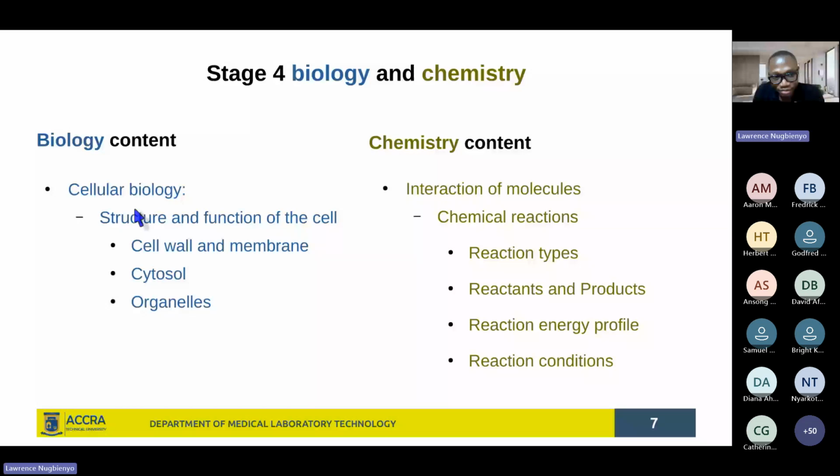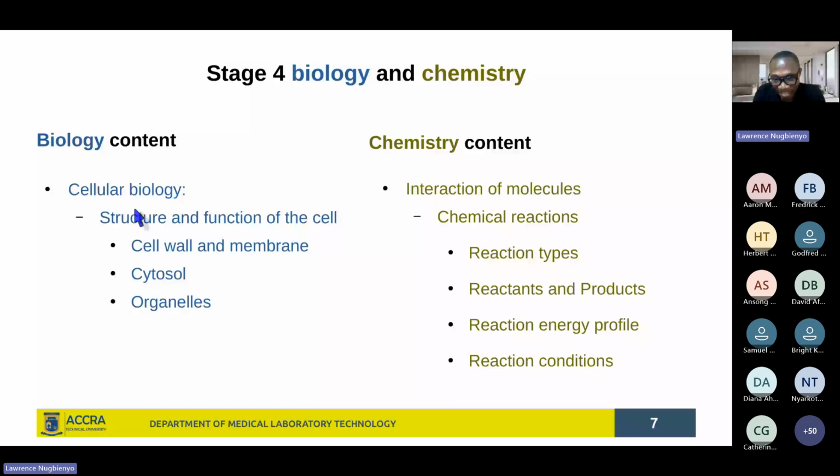So we start to look at the cell wall or cell membrane. So what is the structure? What is the cell wall or the cell membrane of a particular organism made up of? You start to look at the components in there. The cytosol, which is the fluid part of cytoplasm, and then the organelles in it. You study that at that level of cellular biology.